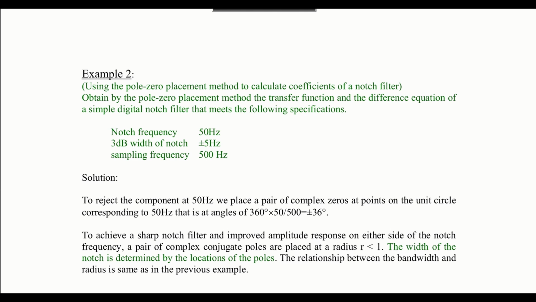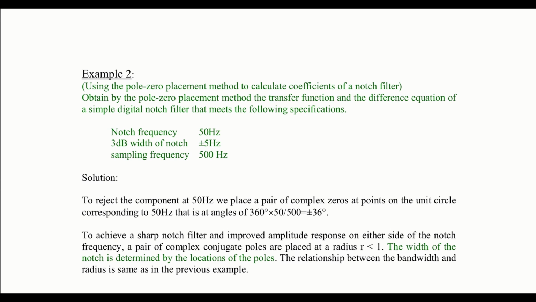Okay, but in this video we are going to take another example, and the solution is actually not very different from the previous one. So let's get started. We are told that we have to use the pole zero method to calculate the coefficients of a notch filter. A notch filter is more or less a stop band filter, so it will stop a particular frequency and allow all other frequencies to pass. It's more or less the inverse of a pass band filter. A pass band filter will allow certain frequencies to pass and stop the rest.